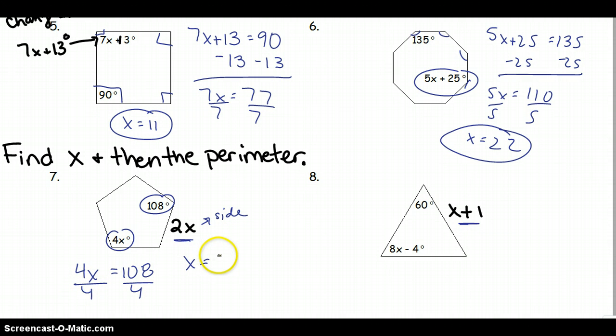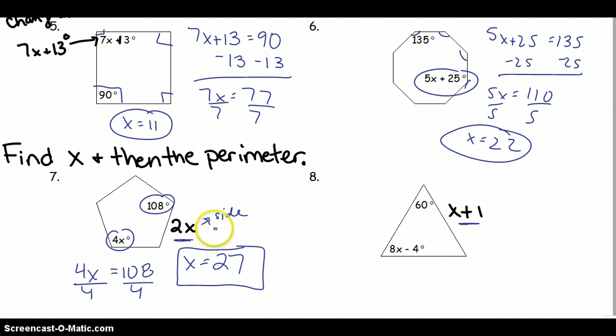When you divide by 4, you're going to get 224. No, I lied. 27. You're going to get x equals 27. So there's that. Now we have to find the perimeter.